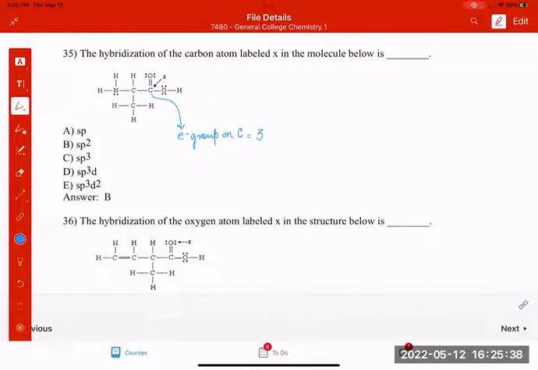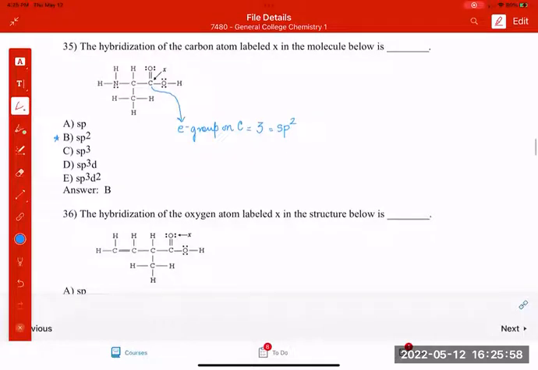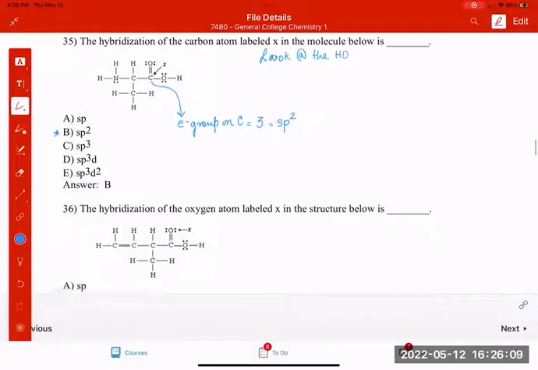So the 3 electron groups correspond to what type of hybridization? S, P, the total has to come out to 3. So what is that? 2. Very good. So sp2, B. Got it? And in case you don't, you can always look at the handout also. These were given to you in the class and they're also on the module. So look at the handout in case you are confused.